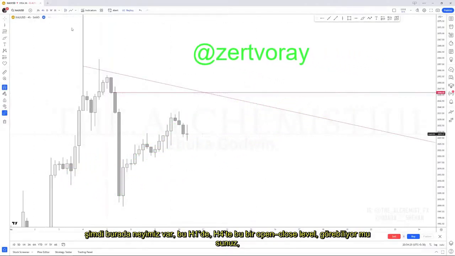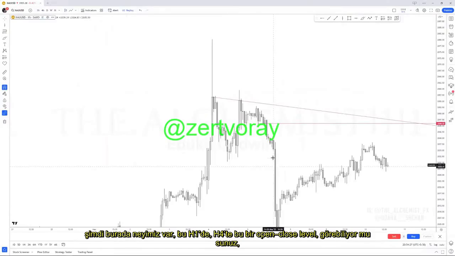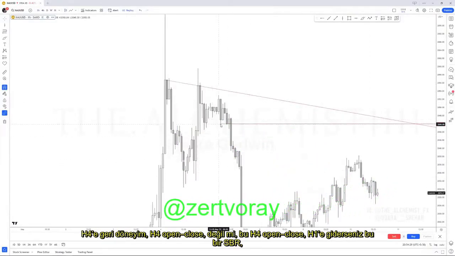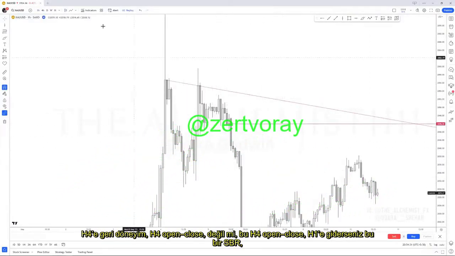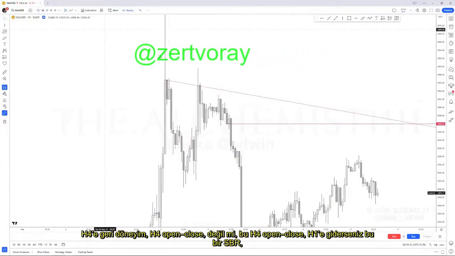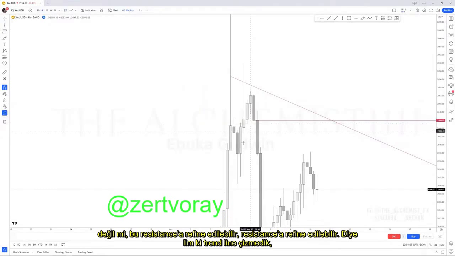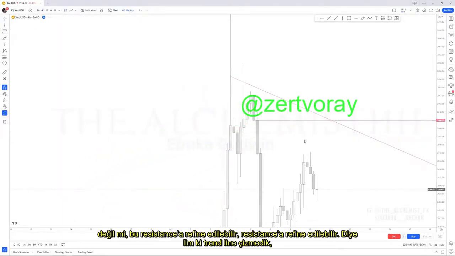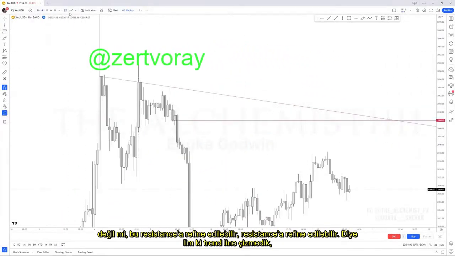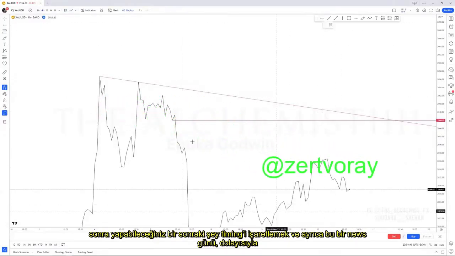Then what you could do is always go to the lower time frames and see if you could do any refinements. Now, this is on the H1. On the H4, this is an open close level. Can you see that? Let me get back to H4. H4 open close, right? If you go to H1, that is SBR, right? This can be refined into the resistance.